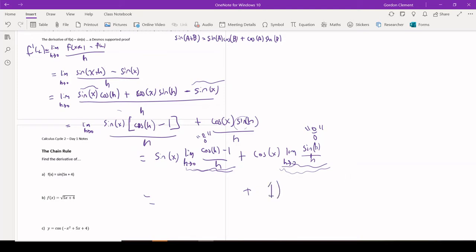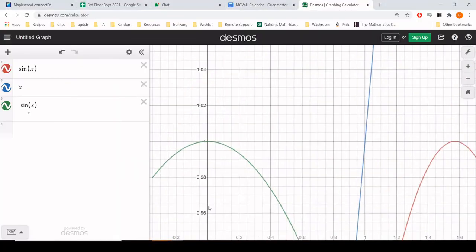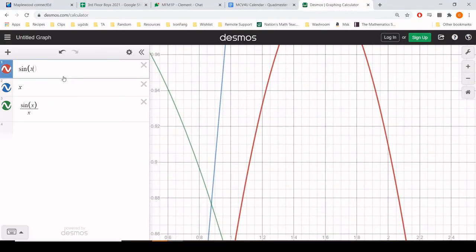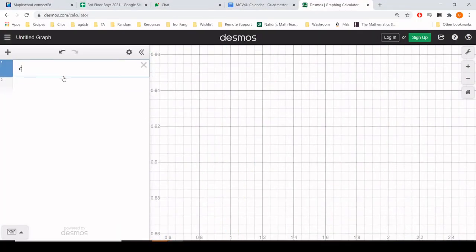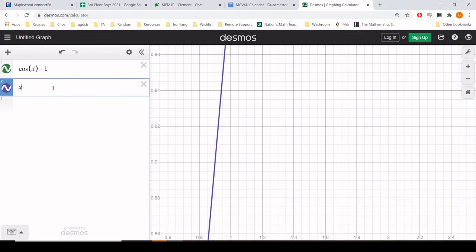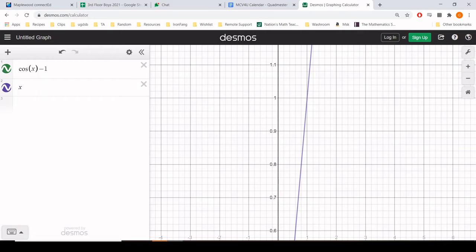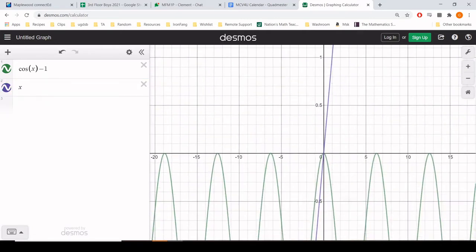So it's cos of x times 1. Same sort of idea, we're going to look at this other limit, cos. So it's cos of x minus 1 and x. These are the two things we're dividing now as h goes to 0.